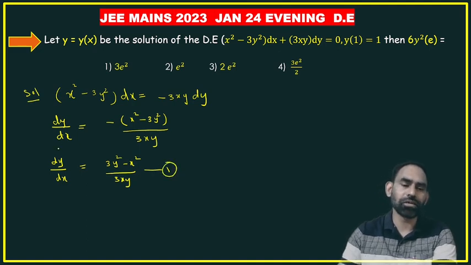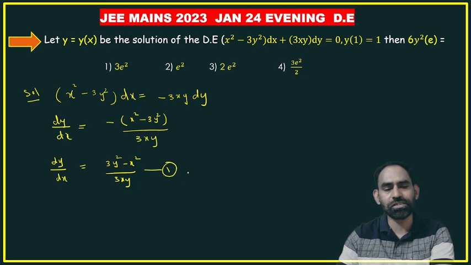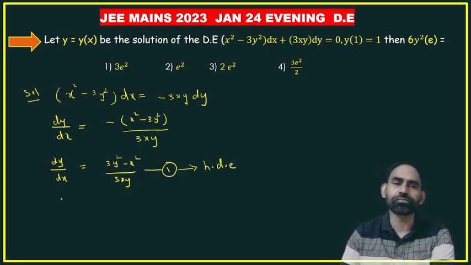Here we have to identify what type of differential equation this is. Observe the degrees: numerator and denominator degrees are 2, the same. The denominator and numerator have the same degree, 2 and 2. The xy degree is also 2. Therefore, this is a homogeneous differential equation, HDE.